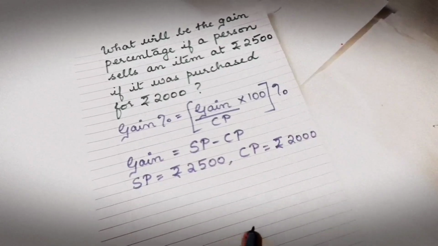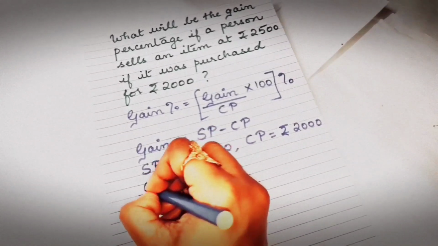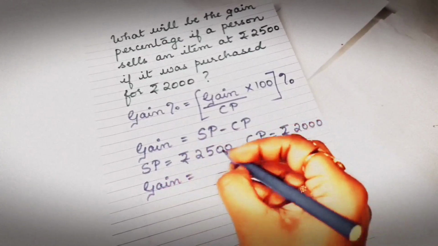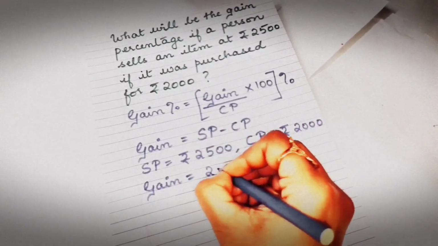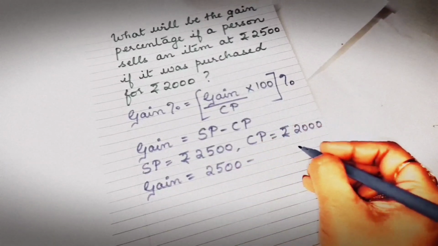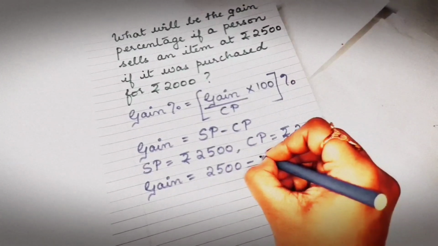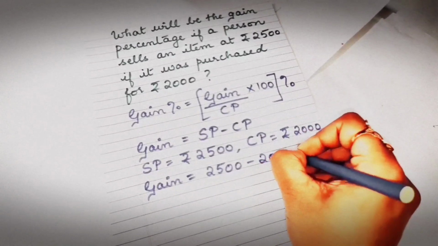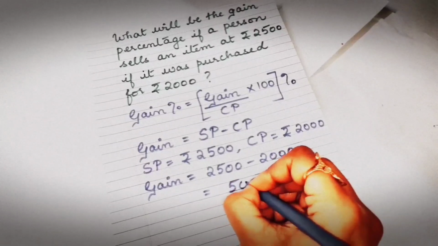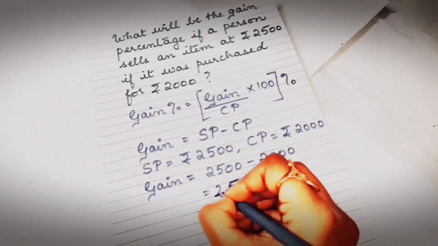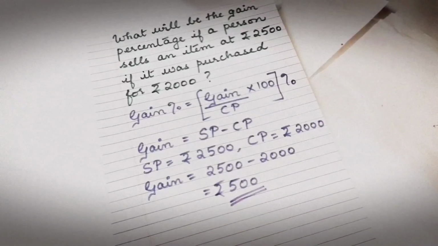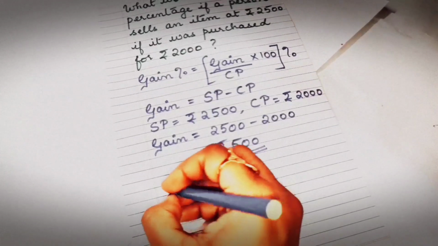So now let us substitute these values. We get gain is equal to 2500 minus 2000. And we get the result as 500. So we have gain is equal to rupees 500.